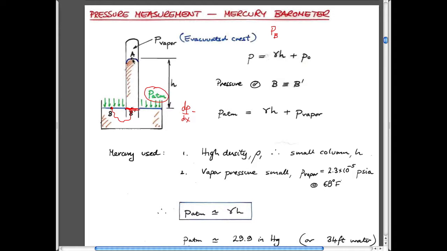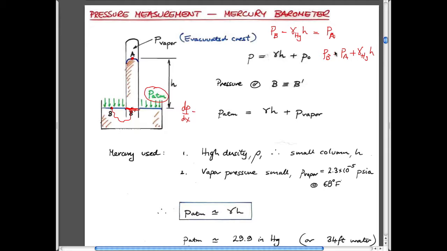And if we go up to this point here, are we adding or subtracting? We're going up, so the pressure should go down. It's PB minus unit weight of mercury times the height, and that has to be equal to PA. Should have done it the other way around, of course, because it's PB that we want to know. So we could write that the other way around as PB is equal to PA plus unit weight of mercury times H.